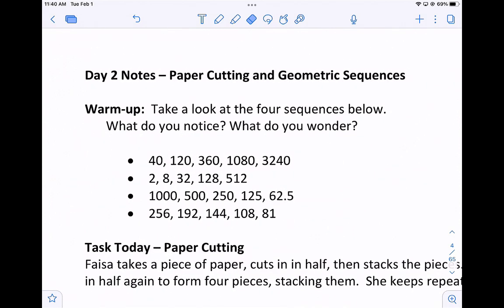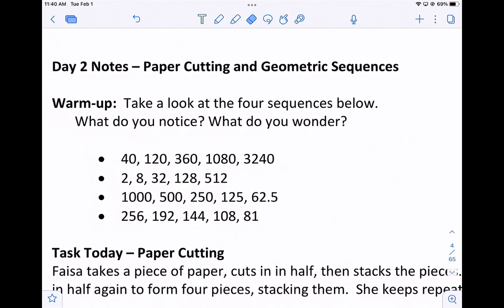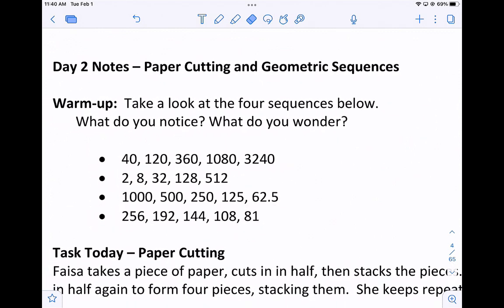Day 2 will look at paper cutting and geometric sequences. Take a look at the 4 sequences below. What do you notice? What do you wonder? So a sequence is an ordered list of numbers that follows a pattern.